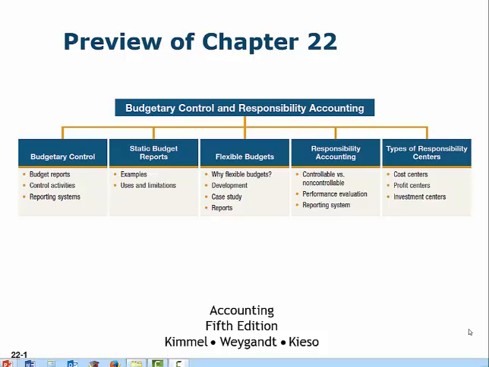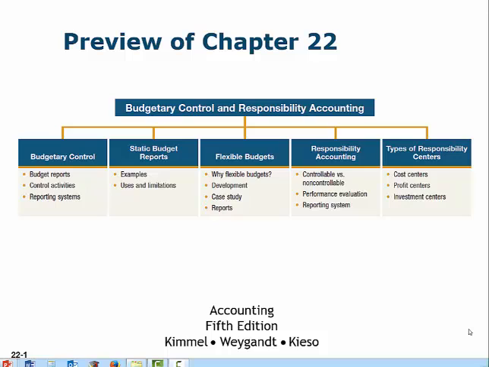We're now going to look into chapter 22, which follows up behind chapter 21. In chapter 21, we learn how to develop what is commonly referred to as the master budget. You're also going to hear me relate information to it, and I'm going to call it a static budget. The use of budgets is very important in controlling a company's operations. And the use of budgets doing that is known as budgetary control.